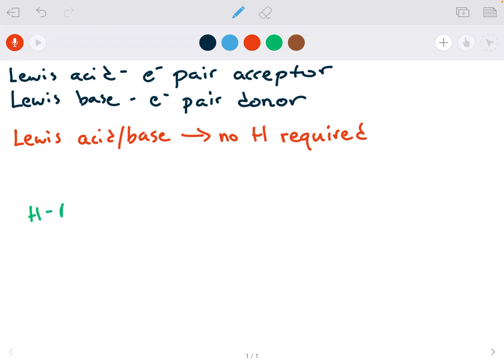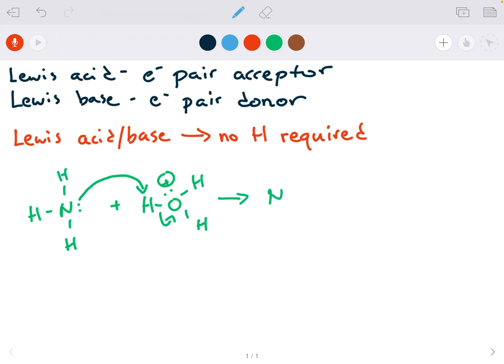So here's an example. We've got ammonia here, and we're going to react it with hydronium ion, which has a positive formal charge. So what happens here is the lone pair on this nitrogen comes and takes one of the hydrogens on that hydronium ion. So you end up getting NH4 plus and H2O.